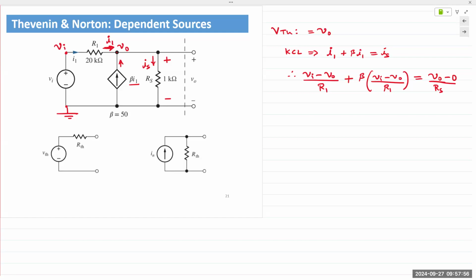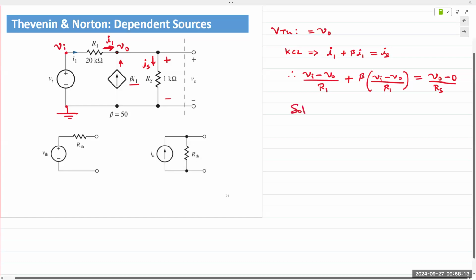Plug in the values, and if you notice the equation, resistor values will be given to us or known to us. So we plug in all the known values, which is the resistor, VI. The only unknown left in the circuit is VO. You solve for VO, that is your Thevenin voltage.